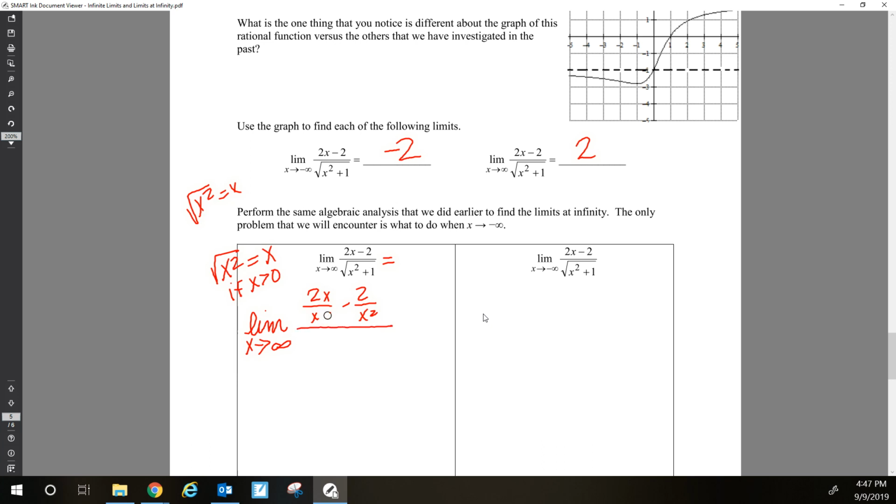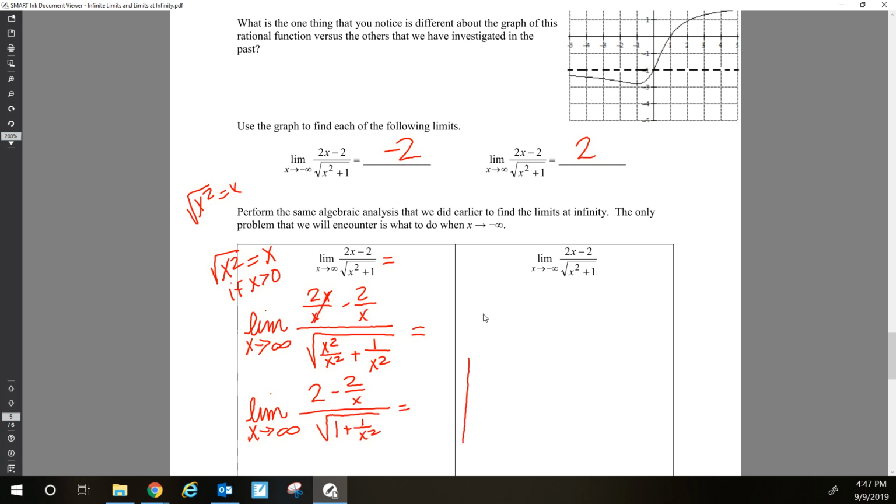So each of these terms is only going to be divided by this x, not by the square root of x squared. And then on the bottom, I've got the square root of x squared over x squared. Nothing changes down here, plus 1 over x squared. All right, and then we do the same thing that we did before. These would cancel out, so this is really the limit as x approaches positive infinity of 2 minus 2 over x, over the square root of 1 plus 1 over x squared.